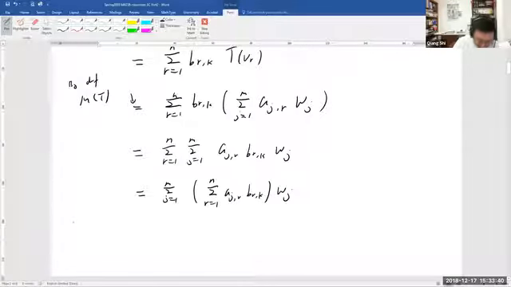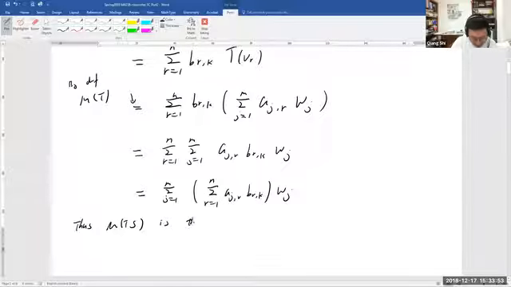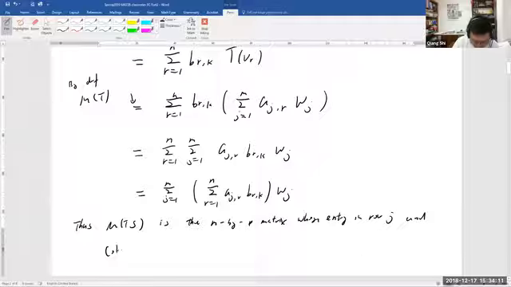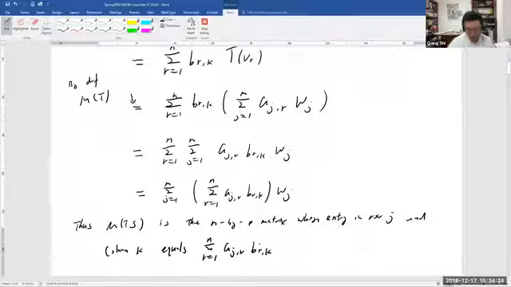So then what this tells us is, if this happens, then we can define the M(TS) in this fashion: this is the M by P matrix whose entry in row J and column K equals the sum over R from 1 to N of A_{JR} times B_{RK}.